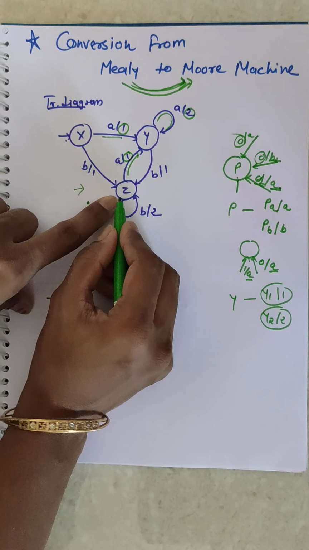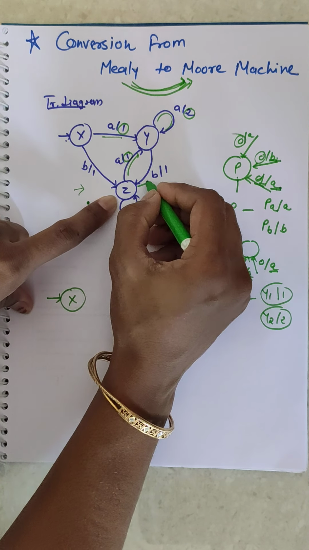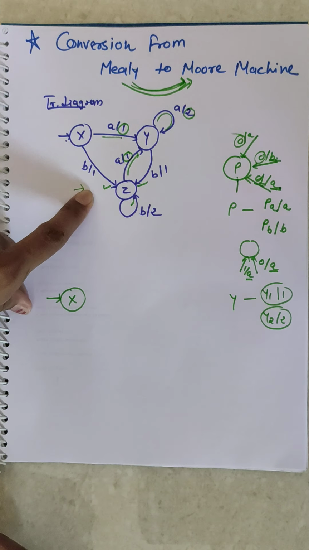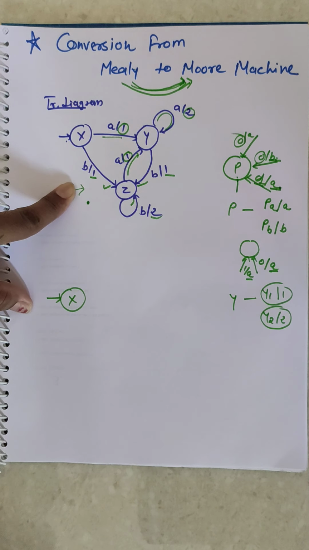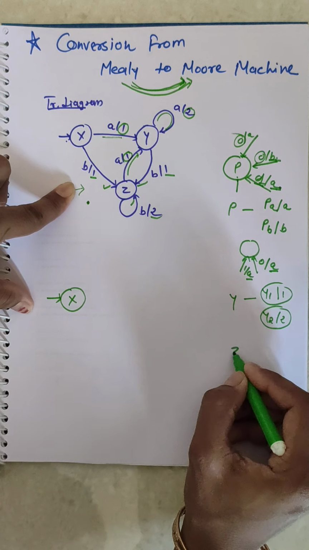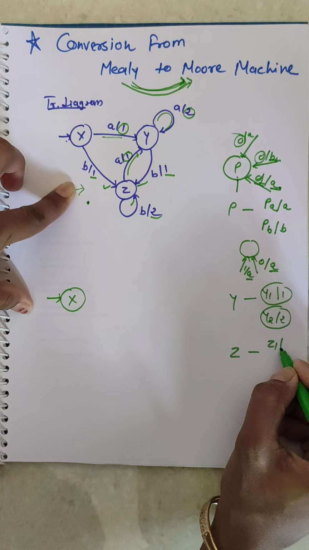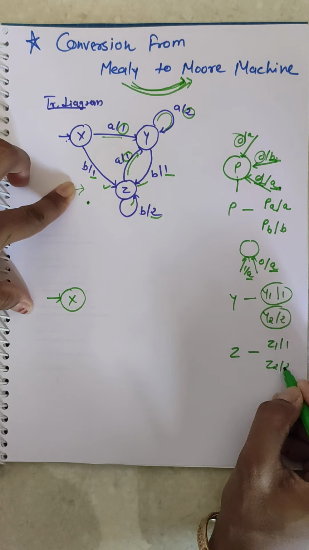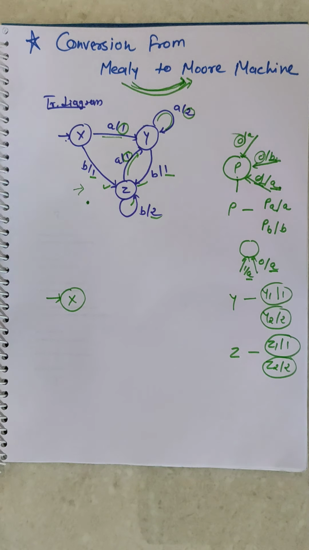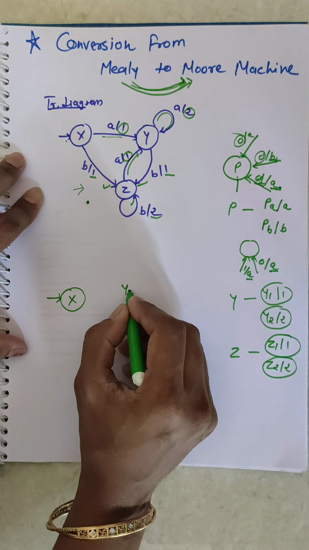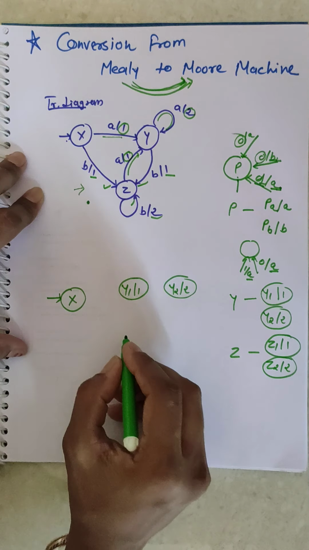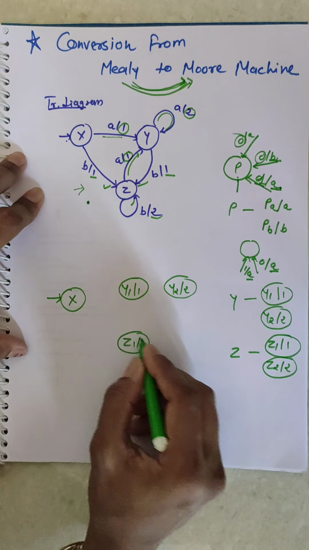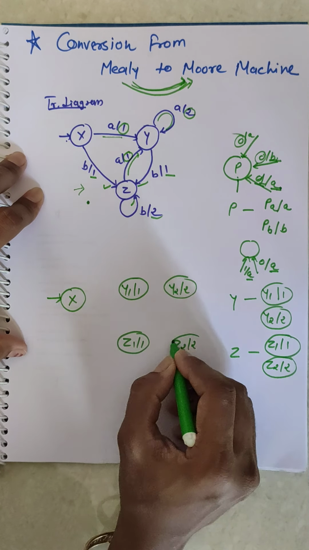Come to Z. We find Z has 3 incoming edges, this one and this one, with the outputs 1 and 2. So two different outputs, 1 and 2. So again Z is divided into Z1 with output 1, Z2 with output 2. Okay, and then we perform all the transitions. So X, Y1 with output 1, Y2 with output 2. Same way Z1 with output 1, Z2 with output 2.